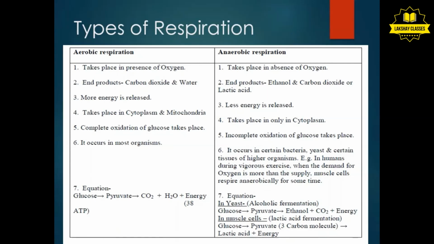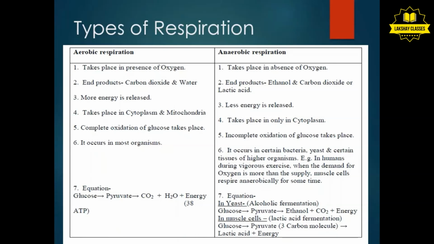So in anaerobic respiration, less energy is released, and this anaerobic respiration generally takes place in the cytoplasm. We talked about how aerobic respiration takes place in the cytoplasm as well as in the mitochondria. Here in anaerobic respiration, because the oxygen supply is not complete, incomplete oxidation of glucose takes place. It can be seen in bacteria, yeast, and in human beings it occurs when we do vigorous exercise, that is, in muscles.